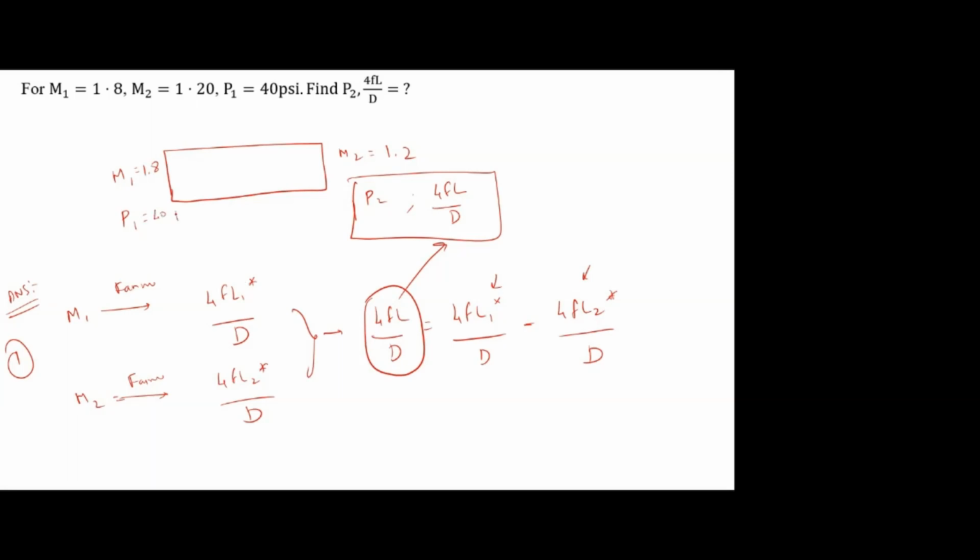P1 is 40 psi. P2 you have to find. So we can find the P by P star ratio for M1 and then find P star from that. Using the Fanno flow for M1, I can find P1 by P star. Then we can find P star from that and use that in the equation for M2. Then using M2, using the Fanno table, you can find P2 by P star. Substitute P star, you will get P2.